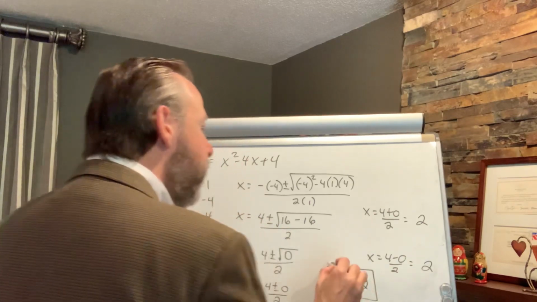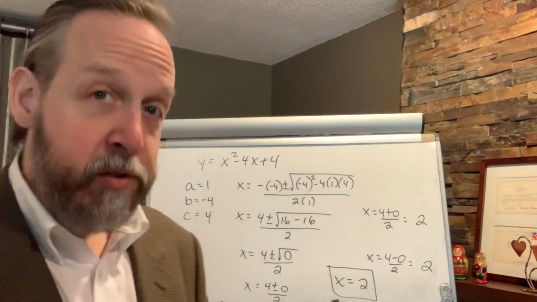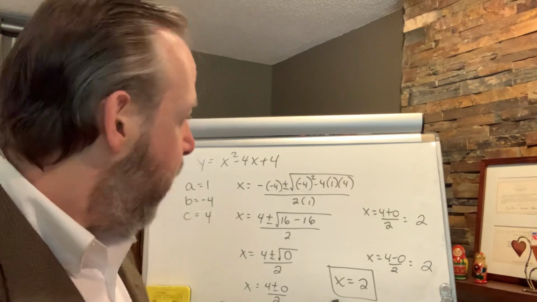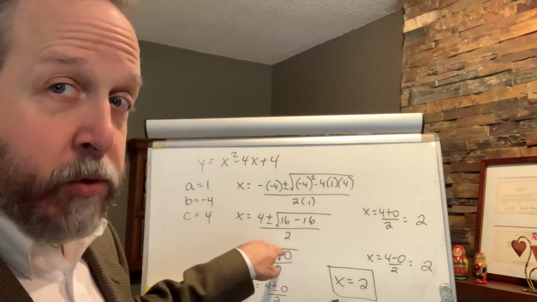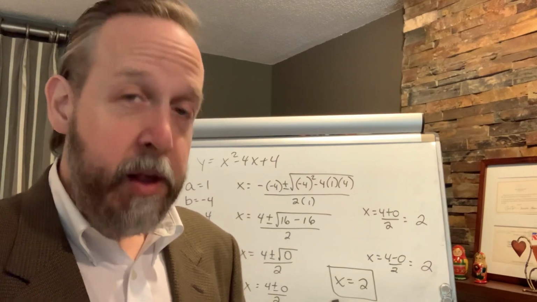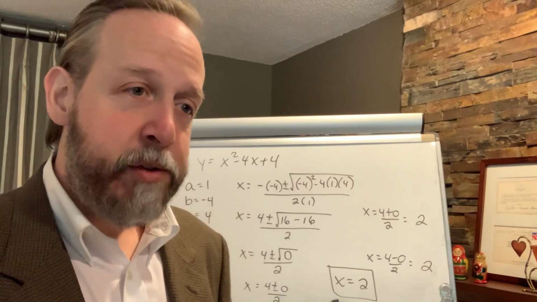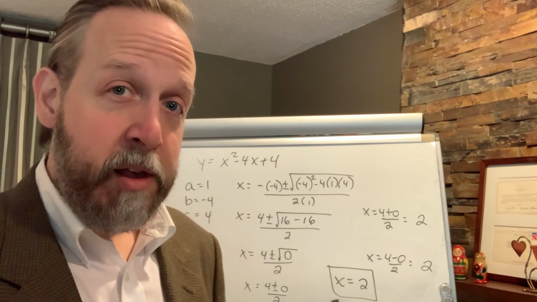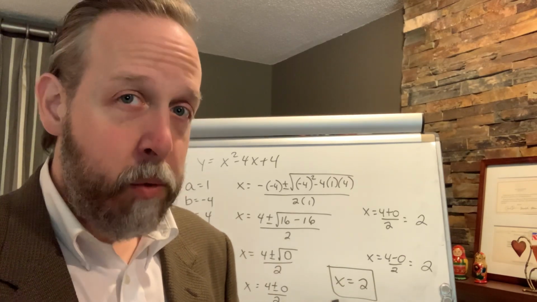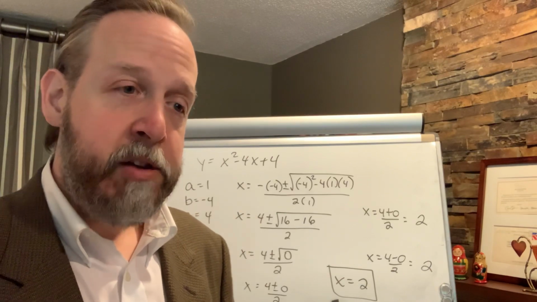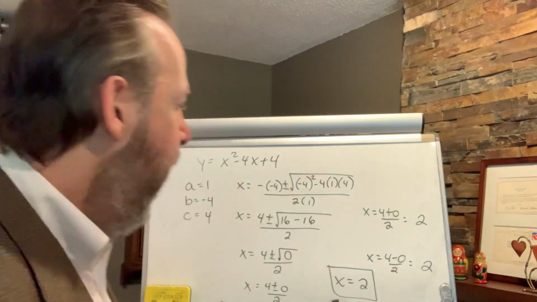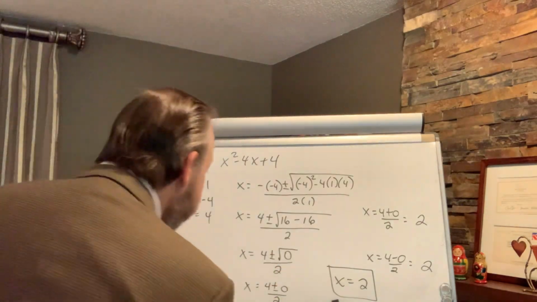There's only one solution. I want you to understand that there's only one solution whenever the value under the square root turns out to be the number 0. The value under the square root has a special name, and we're going to get into that shortly. But when that number is 0, there will only be one solution to the parabola. It touches the x-axis and then bounces right off. One solution. And it's at x equals 2.